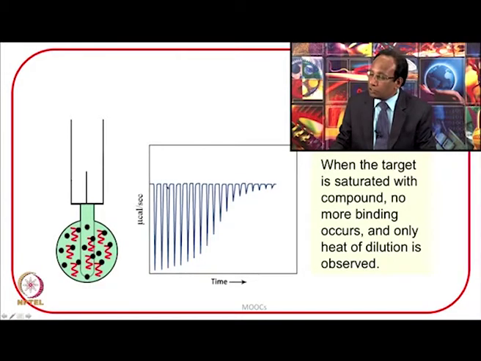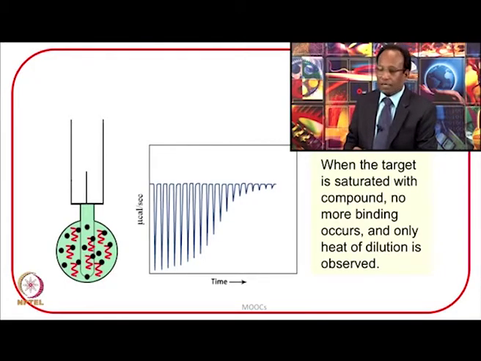The area between the line and the peak, if we calculate all the areas and plot the areas versus injection number, we will get the binding profile. And area is equal to heat. I will discuss a bit later how these areas can further be utilized to calculate the values of delta H. But let us first try to understand the principle very, very clearly.